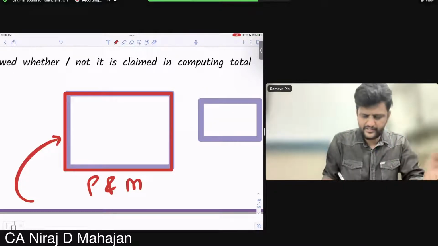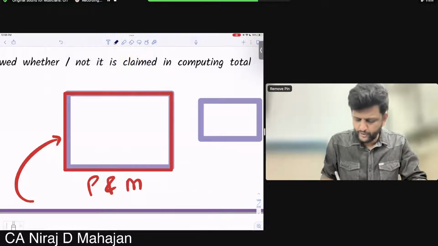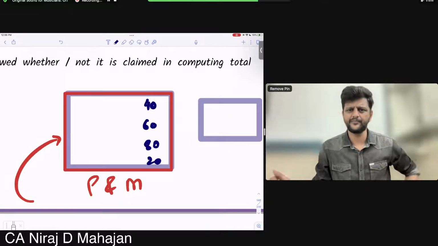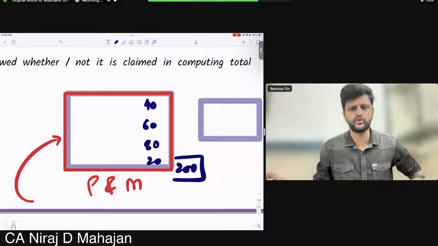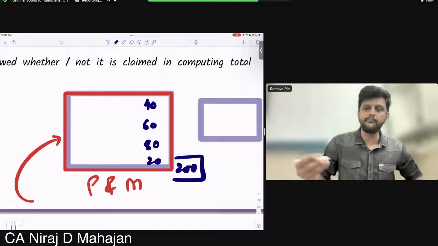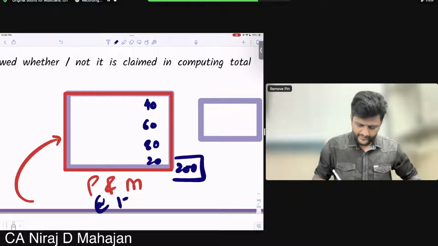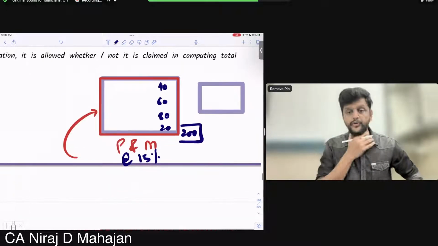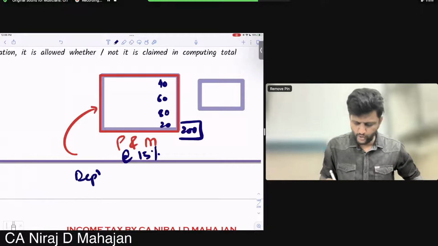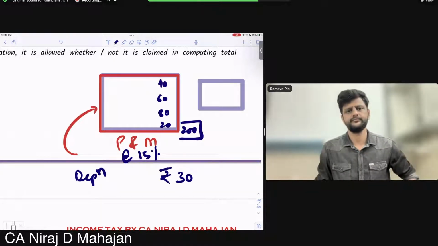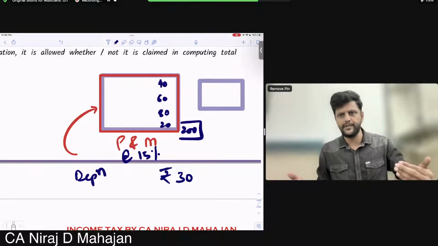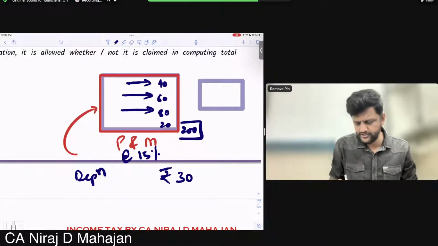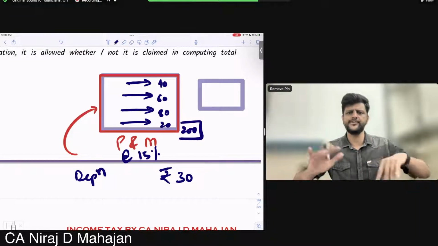For example, I'm just giving you some random example. Let us say I have one machine of 40 rupees, another of 60 rupees, another of 80 rupees, and 20 rupees. My total block is 200 rupees. And the entire block I am going to depreciate at the rate of 15%. Are you getting my point? So what will be the overall total depreciation? Let us say 30 rupees. My total block is 200 rupees, the rate of depreciation applicable is 15% on the block. I have 4 different machines inside. That is the cost. So I depreciate the block at the rate of 15%.